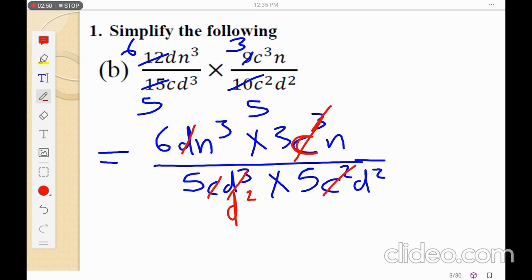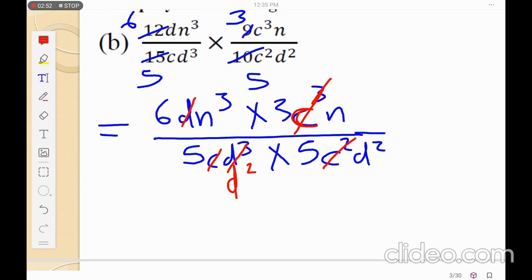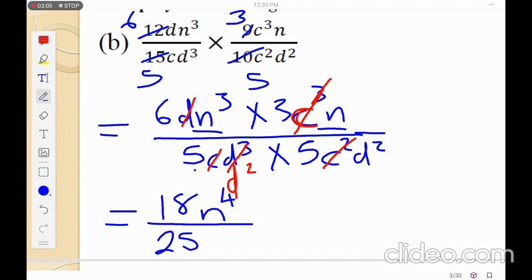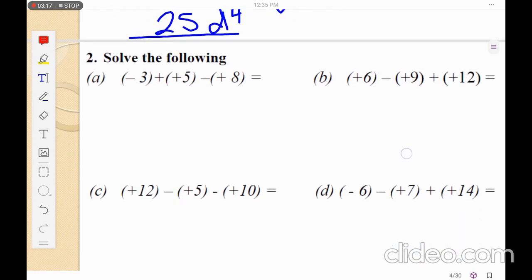I now have 6 times 3, that's 18. Then I have got n, this n cubed times n there, that's n to the power of 4 over 5 times 5, 25. Then d squared times d squared, I have d to the power of 4. Okay, can we further simplify this? No. So this becomes our final answer there. Okay, guys, let's move on.